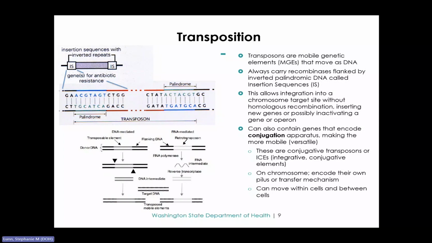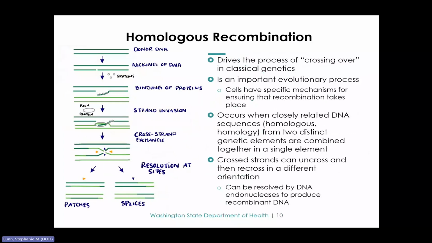Homologous recombination, on the other hand, drives the process of crossing over in classical genetics, where two DNA molecules exchange genetic information, resulting in the shuffling of genetic information or a new combination of alleles. Homologous recombination can occur when closely related DNA sequences or homologous sequences from two distinct genetic elements are combined together into a single element. And during crossing over, the cross strands can uncross and then recross in a different orientation.